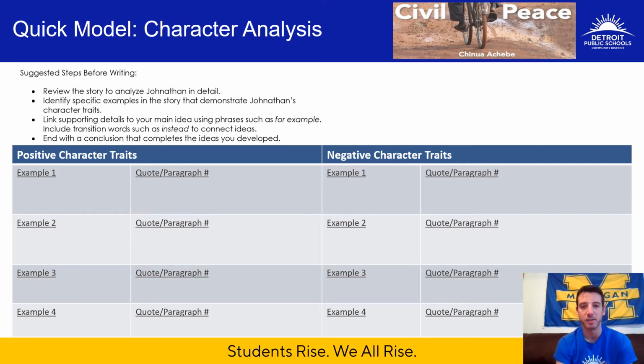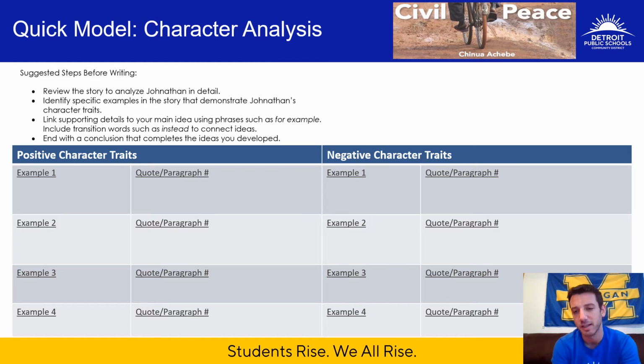You're also going to see that both sides of the table have quote/paragraph number. After I identify the example, I'm then going to find a part of the text, a quote from the text, that reinforces that example, and also put the paragraph number next to it, because when you're writing a paragraph it's important to reference the quote and the paragraph number for the reader to easily find it if they want to go back and refer to it.